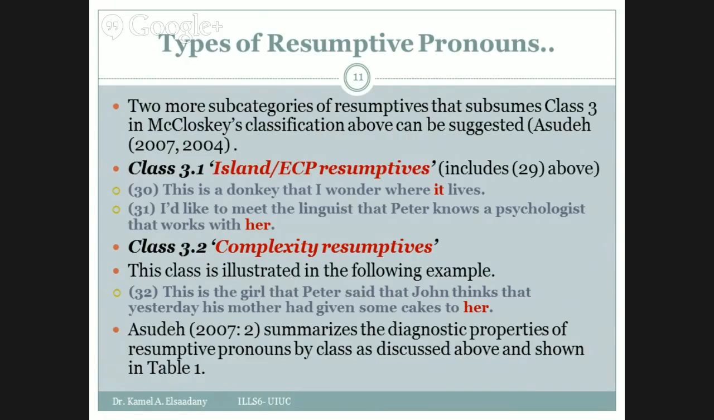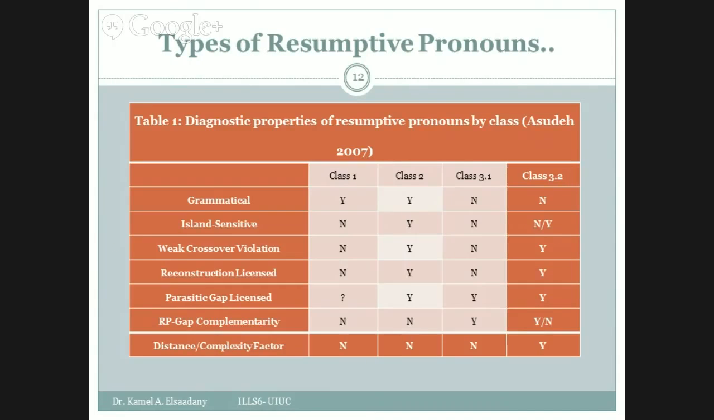Here there is a table that summarizes all these types, which I will need later for all the different types. So here we have class 1, class 2, and then from class 3, 3.1 and 3.2. These are all the major properties on which they either agree or disagree. Class 1 is grammatical, yes; class 2, yes; class 3.1, no; and class 3.2 also no. So this really summarizes all that we are going to look for in accounting for the resumptive pronouns.